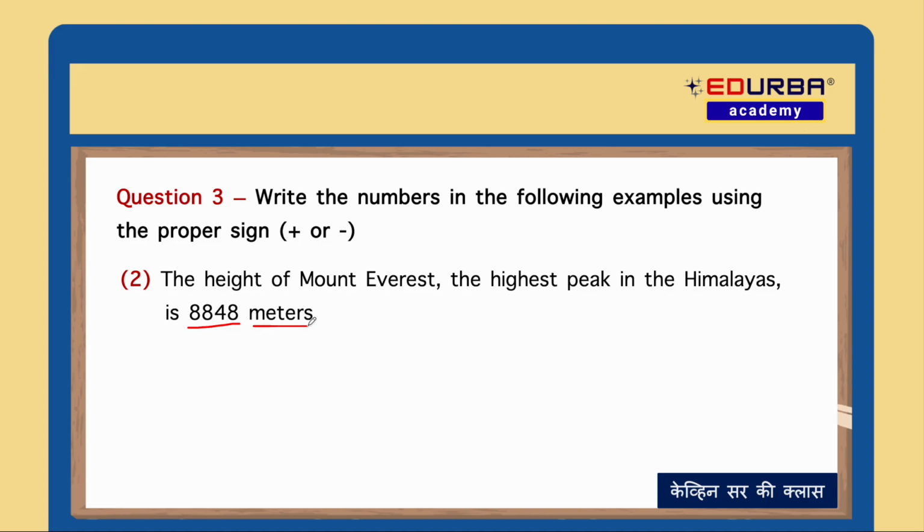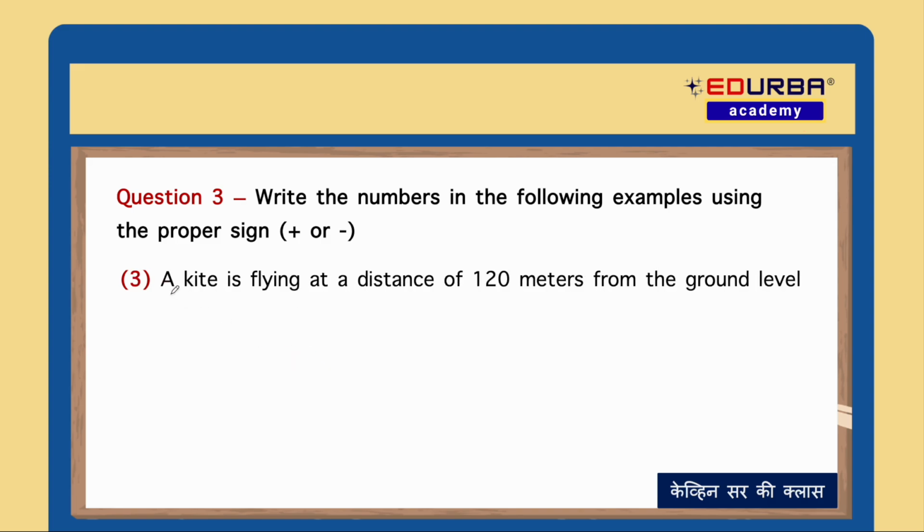In the second example, the height of Mount Everest, the highest peak in the Himalayas, is 8848 meters. Now we have already understood that the height of a mountain will be above sea level, and that's why it will always be positive. So we can show that as +8848 meters. In the third example, we have a kite which is flying at a distance of 120 meters from the ground level. So ground level is 0, and a kite will fly above the ground level, and that means it will always be positive. So this distance is positive 120 meters.